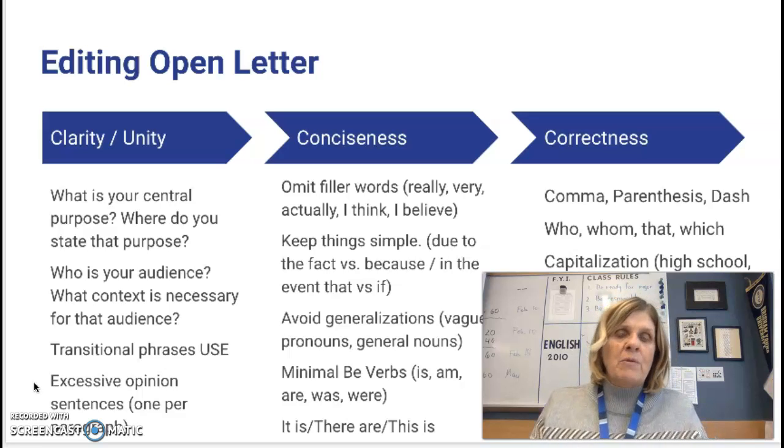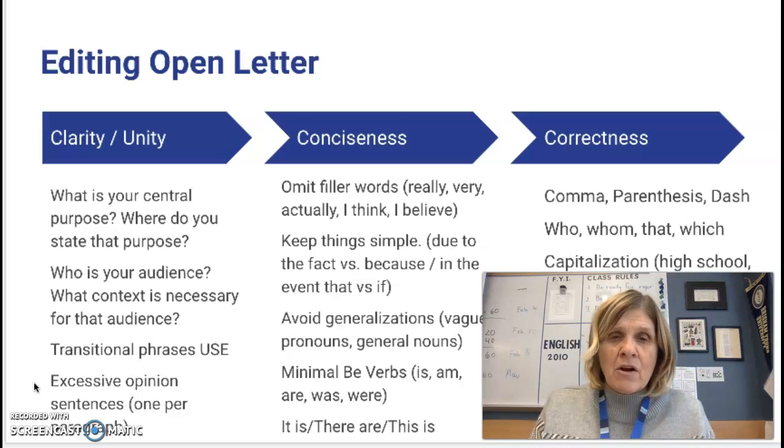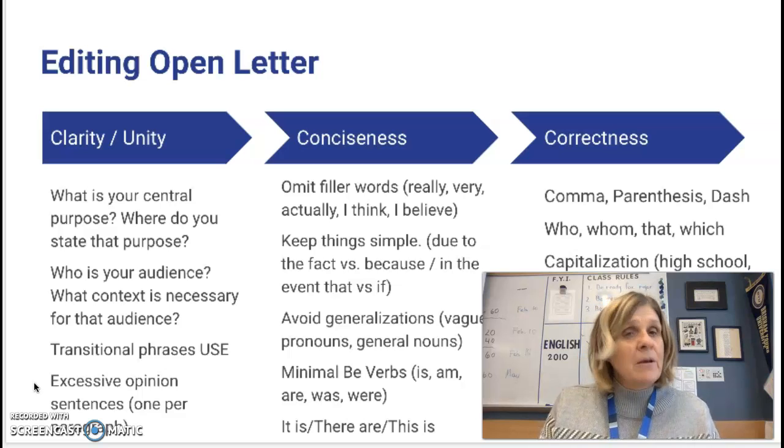And then finally, remember that people just don't really care about our opinions and for us to go on and on about opinions. A good rule of thumb is you shouldn't have more than one opinion per paragraph.